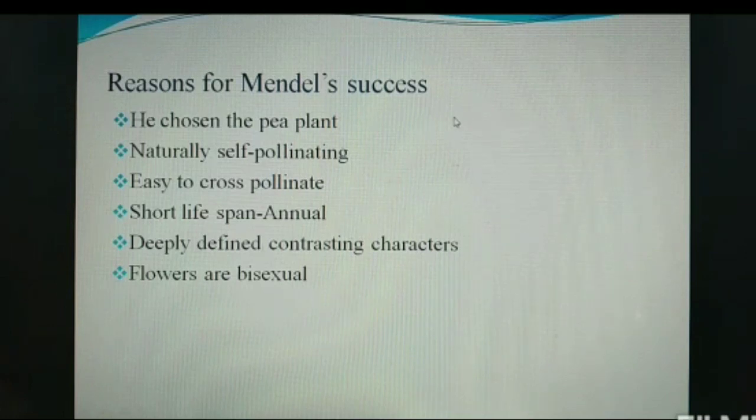Then these pea plants are naturally self-pollinating. So it is very easy to raise pure breeding individuals. It is also easy to cross-pollinate. The flowers of the pea plants are bisexual, that means both the androecium and gynoecium are present in the same plant. As well as, apart from that, pea plants are found in varieties with contrasting characters. So because of these reasons, Mendel selected the pea plant.